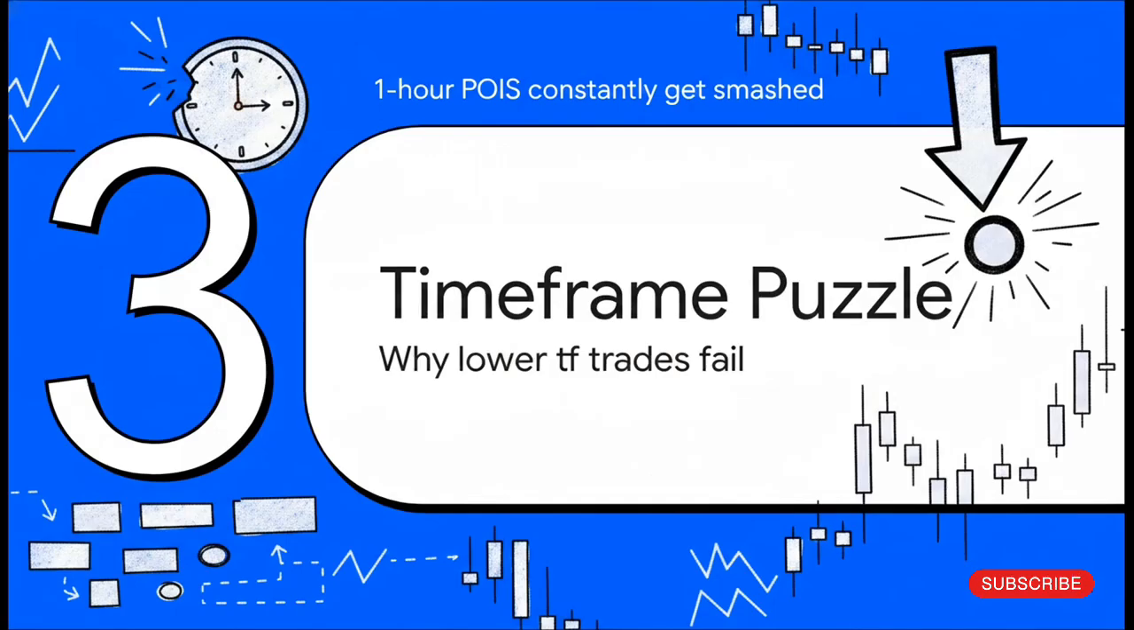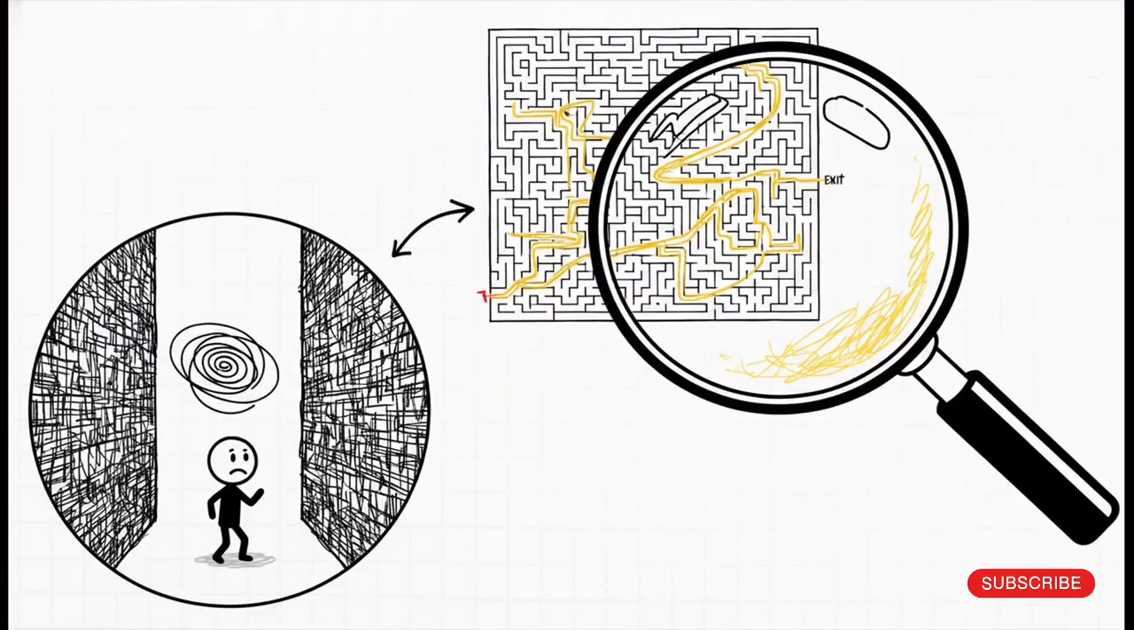Section 3. The time frame puzzle. Why your lower time frame trades fail. Let's solve a massive frustration right now. Why do your 1-hour POIs constantly get smashed, stopping you out of seemingly perfect trades? Well, it all comes down to perspective. Imagine you're standing inside a maze. If you're stuck exclusively on the 5-minute chart, you are zoomed way too far into that maze.